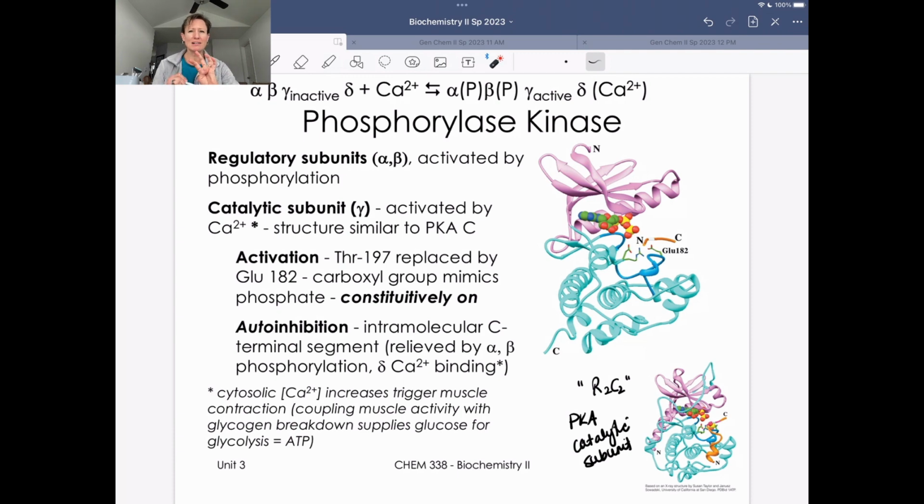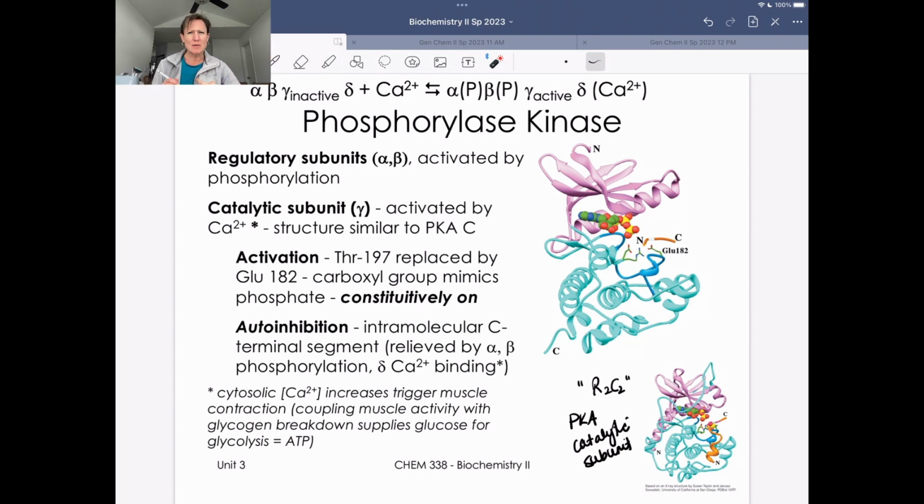We don't have 2 catalytic subunits. We have 1 catalytic subunit, and we call it gamma. And then we've got 1 other subunit, which we call delta. So these 4 pieces come together, and that makes, in this case, an inactive catalytic subunit for phosphorylase kinase. Okay, so what we're going to have here is these 4 subunits when they are together, okay, and we do not have the alpha and the beta subunits phosphorylated, and we do not have calcium binding to the delta subunit. We are in a conformation where the gamma subunit auto-inhibits itself.